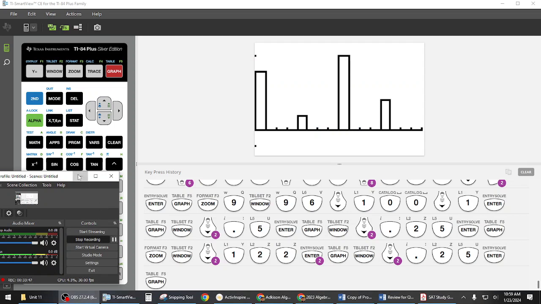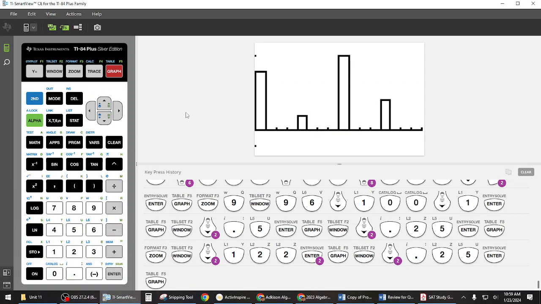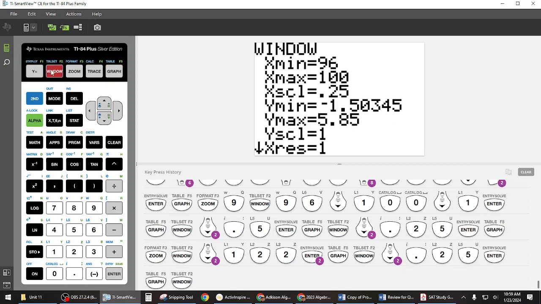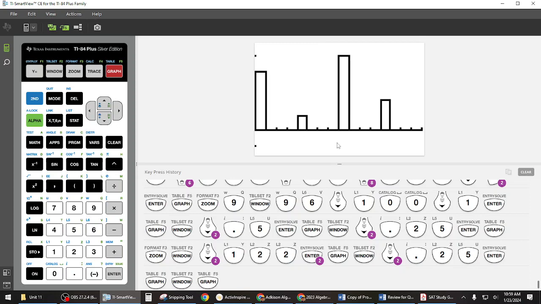So I have the data entered into a histogram, and I changed it. This one is at a 0.25 bin width. Let me go to window and show you. I have it starting at 96, so it would go 96 to 96.25, then 96.5, 96.75. I just want to run you through this real quick.